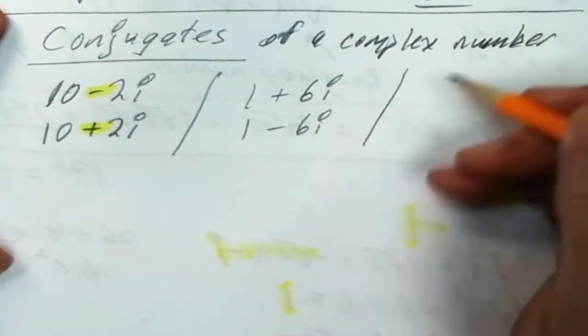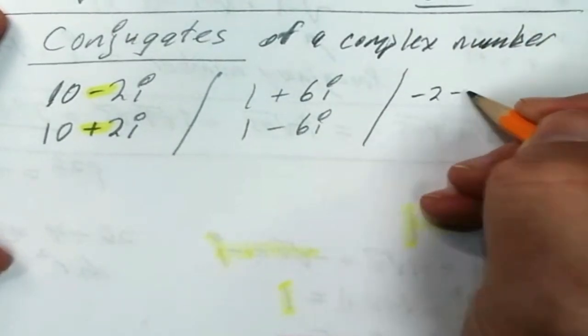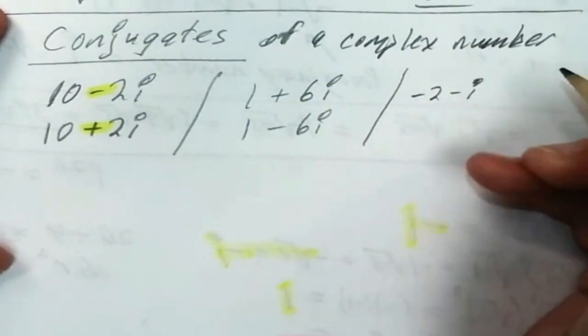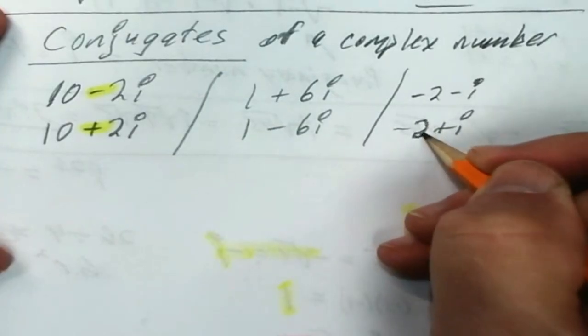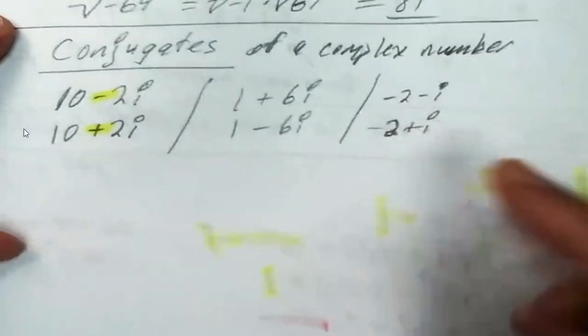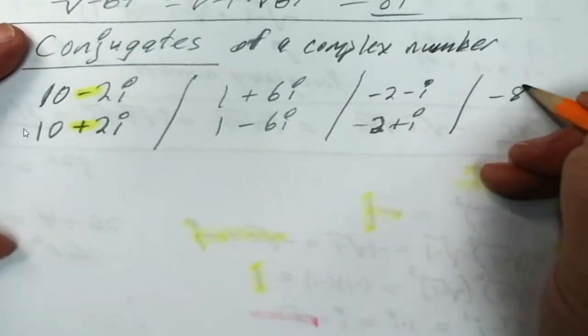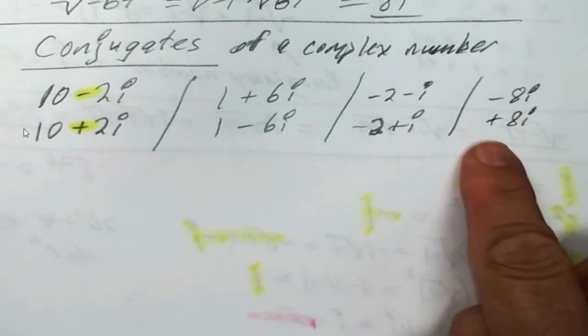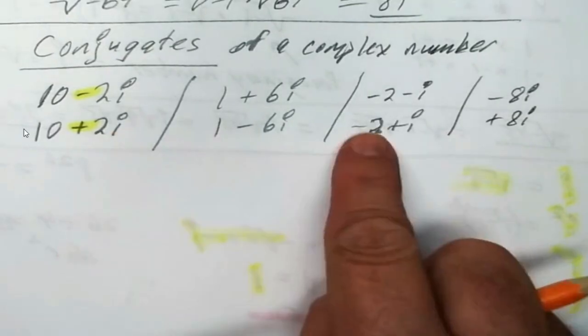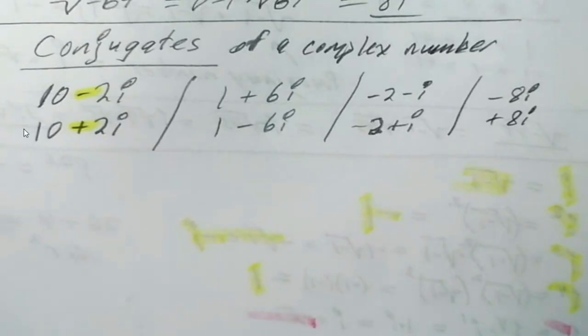If we have negative 2 minus i, the conjugate will be negative 2 plus i. If you have negative 8i, you'll have positive 8i. Notice this has 0 as a real part. But this is how conjugates work. And you're like, okay, what's a conjugate used for? What is a conjugate? Well, this is what a conjugate is.